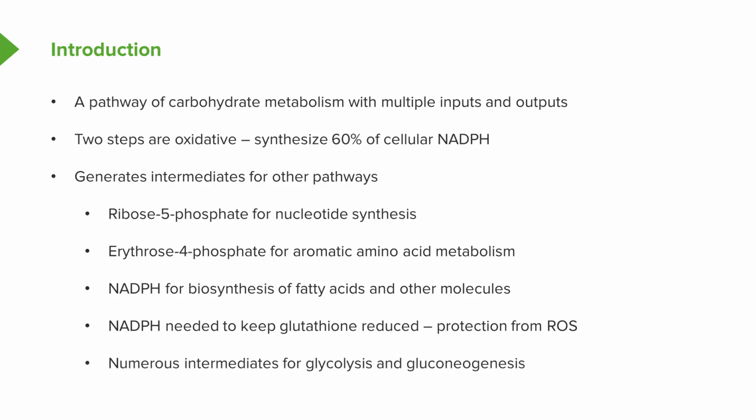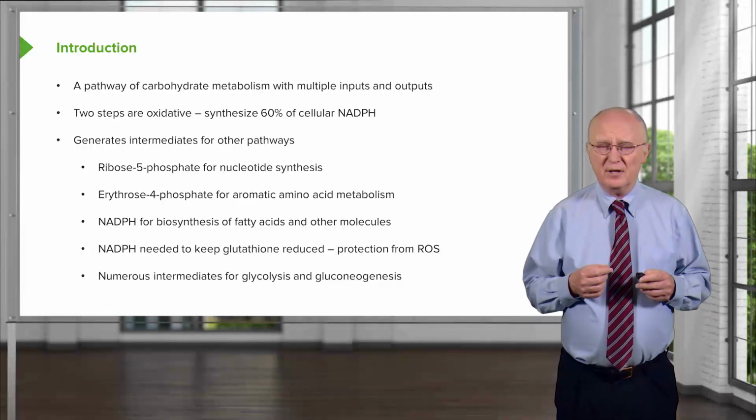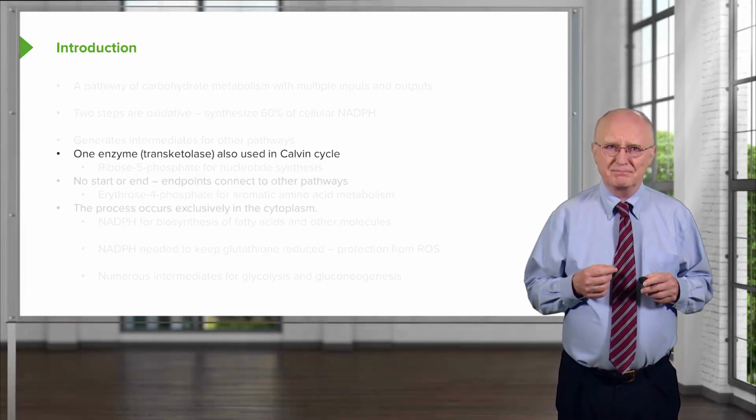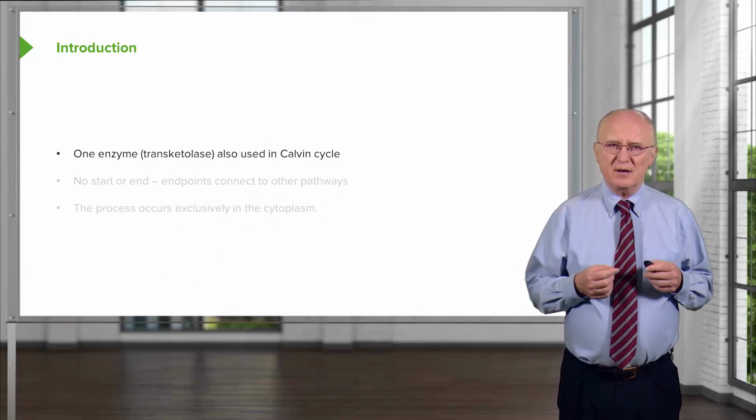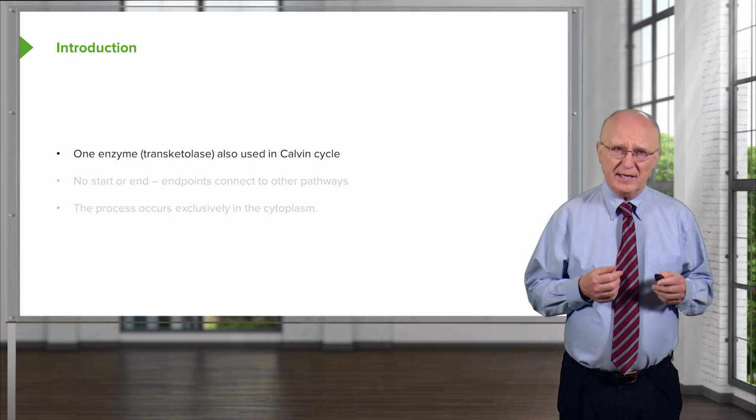So it contains numerous intermediates of glycolysis and gluconeogenesis, and this provides for a lot of the pathway's flexibility, as we shall see. Now, one of the enzymes of the pentose phosphate pathway is also used in the Calvin cycle, and it's known as transketolase.